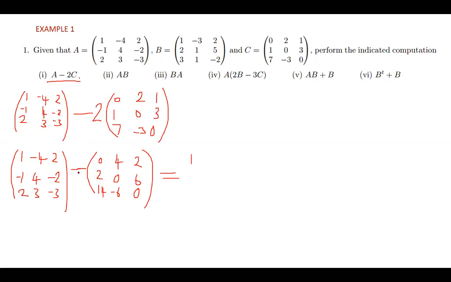Then negative 4 minus 4, you get your answer to be negative 8. And then 2 minus 2, you get your answer to be 0. Then you move on to the next row. This is negative 1 minus 2, you get your negative 3 there. Move on to this one, 4 minus 0, you get your 4. Negative 2 minus 6, you get negative 8. And then 2 minus 14, you get negative 12.